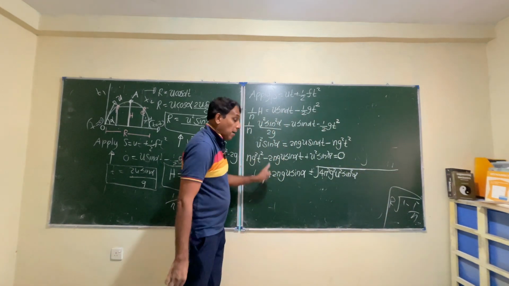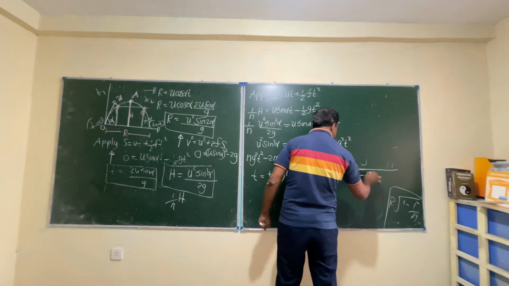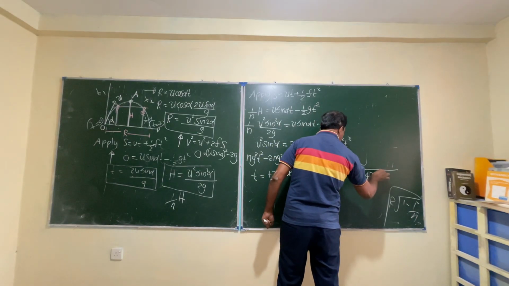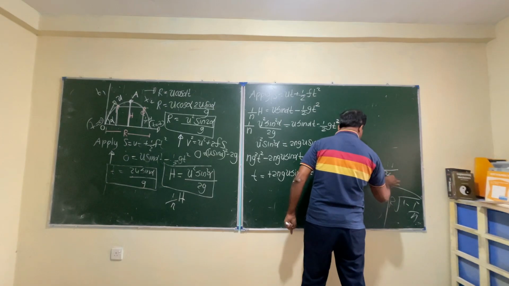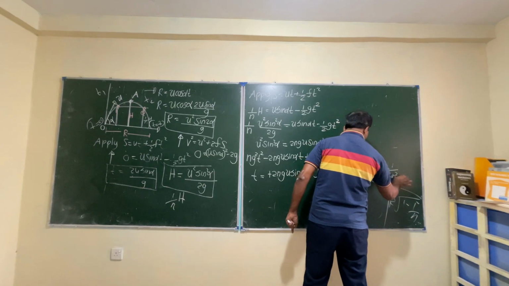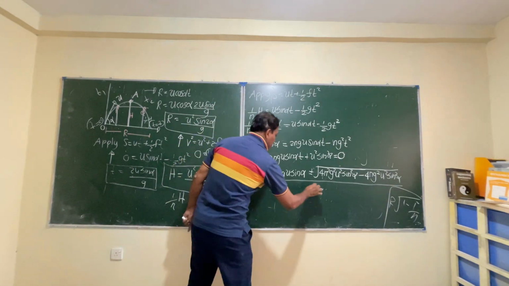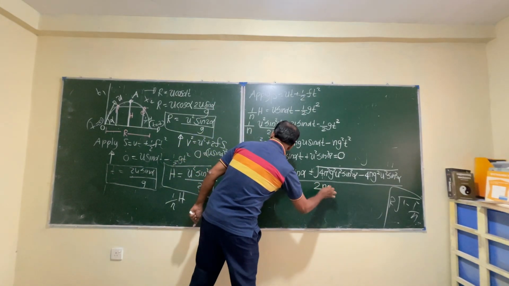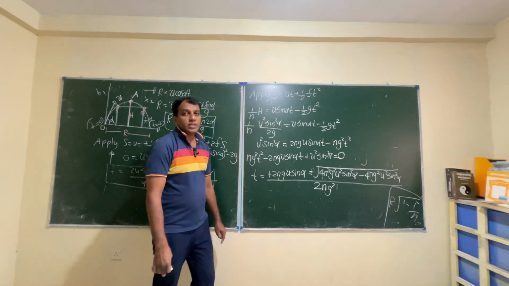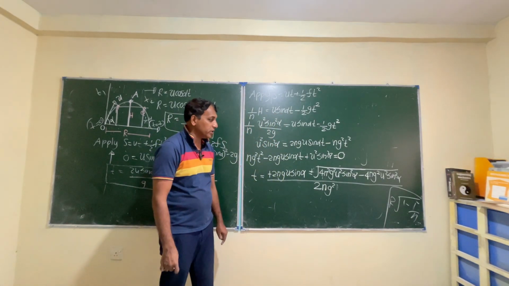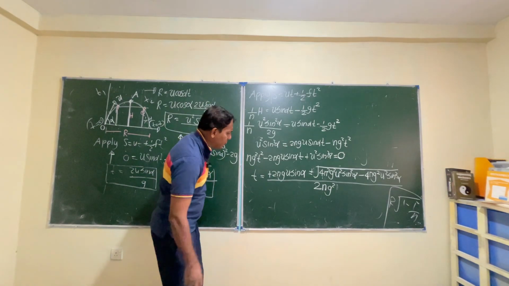b square minus 4ac, where a is ng square and c is u square sine square alpha, over 2 times a, that is 2 times ng square. Okay, check the value. It's the quadratic equation here and gives two solutions. Can we simplify further?